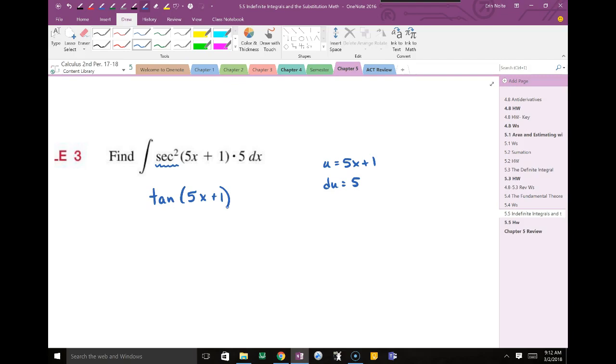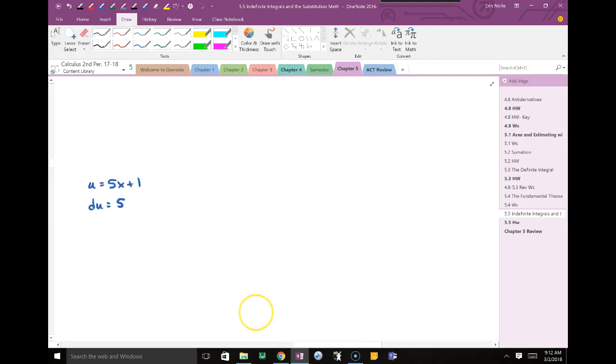Wait, what? Don't you add 1 to the exponent? No, because it's not a basic rule. We're not doing a basic rule. Yeah, we've been doing that. I know, but it's not a basic rule, because the integral of secant squared is tangent. There's no theory there. There's no exponent involved.